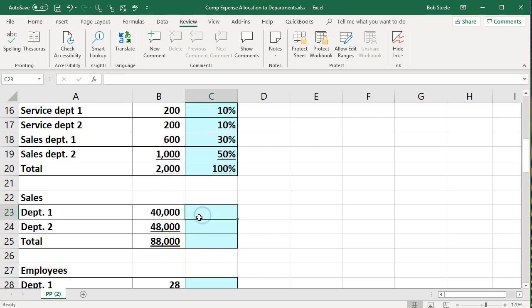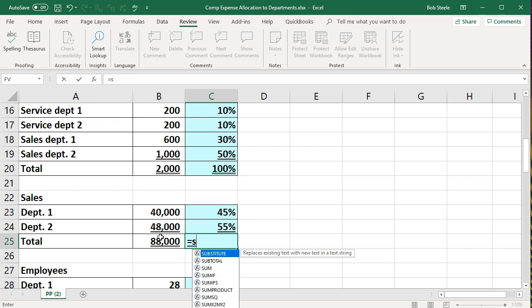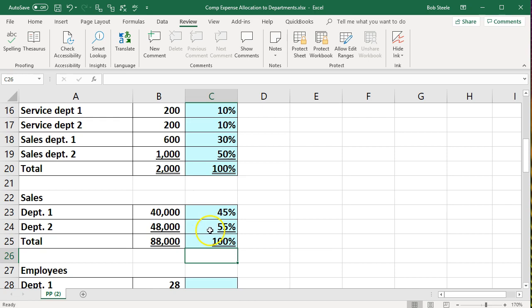So we're going to say, all right, if sales for department 1, these are profit centers now, was 40, and department 2 was 48, that adds up to 88,000. The ratio equals the 40,000 for department 1 divided by the 88,000 total gives us 45%. For department 2 equals the 48,000 divided by the total 88,000, enter. And then we'll sum these up, equals the sum of the 45 and the 55, providing the 100%. So now we'll use these ratios to apply out.